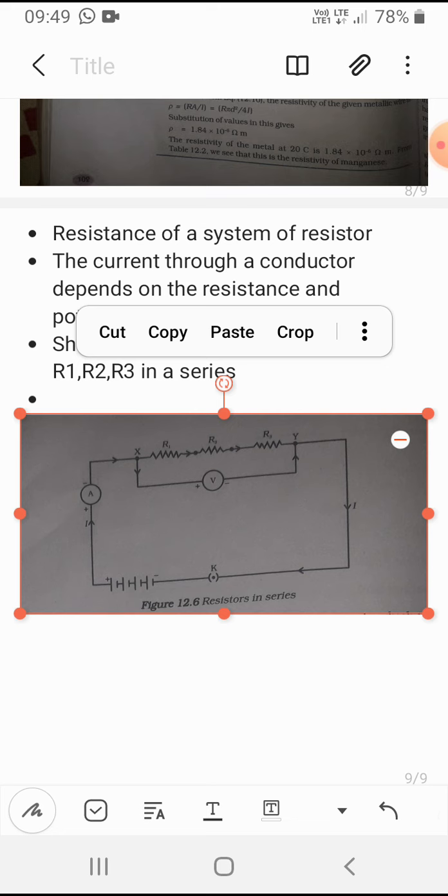So, resistors in series. What are resistors in series? See here, all are joined one after one. There is no gap or big difference. They are resistance after resistance, one after one.